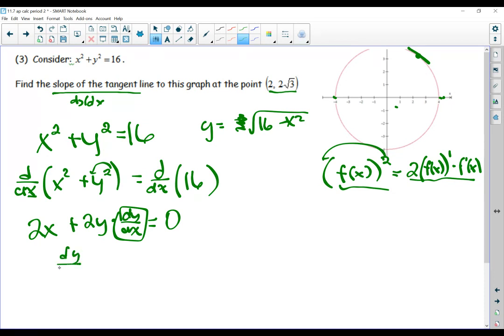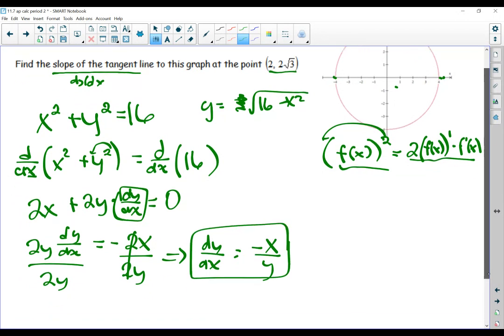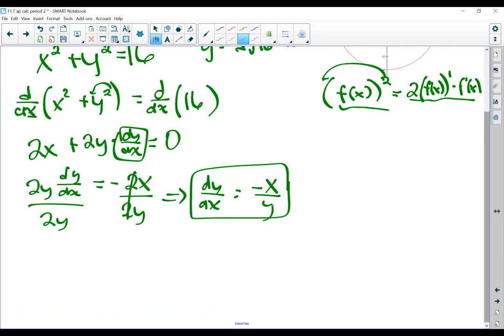So if I get the slope expression by itself, first I'm going to move that 2x over. Then I'm going to divide both sides by 2y. Now I have a slope expression. dy/dx equals negative, I see the 2's would cancel, x over y. So here is a slope expression. It's a rule that will calculate the slope of this circle at any point I want.